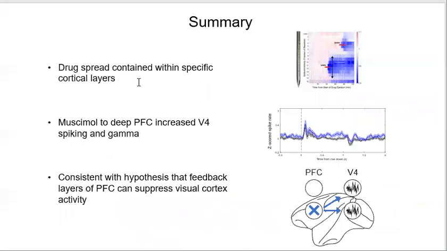To summarize, the drug spread can be contained within specific cortical layers. Muscimol to deep layer prefrontal cortex especially seems to increase V4 spiking and gamma. And consistent with our hypothesis, feedback layers of prefrontal cortex do seem to suppress visual cortical activity.